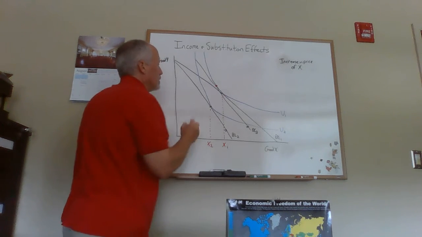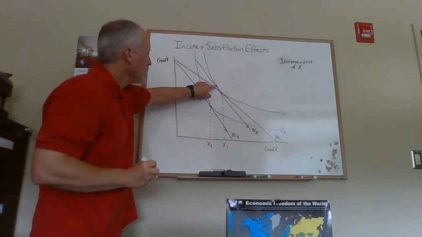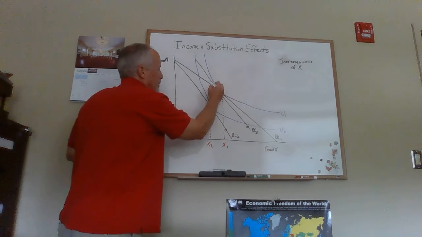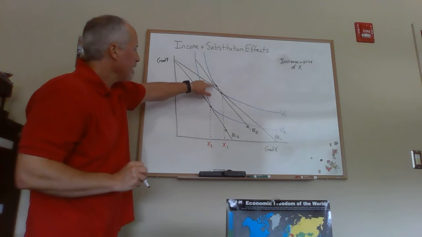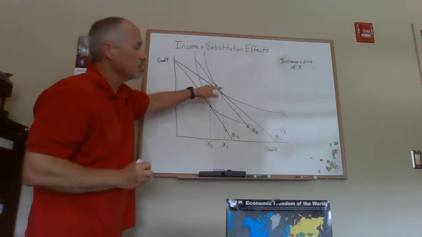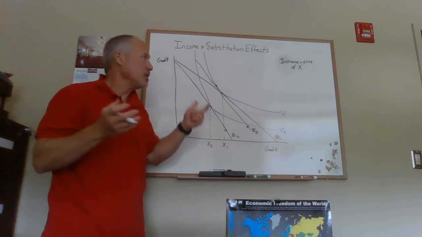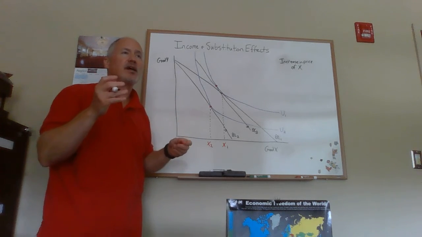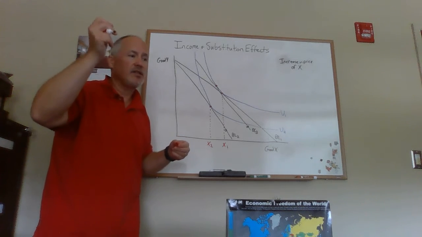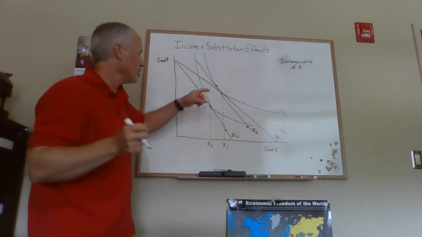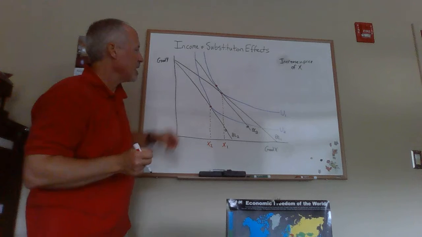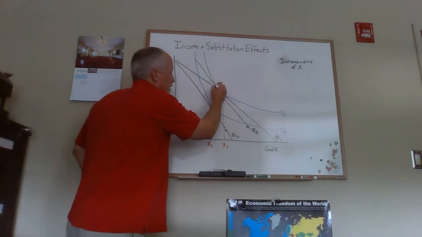these two components. And so we'll have a tangency point here along U1 and BL3. This tangency point has to be up and to the left of our initial tangency point, because BL3 is steeper. The price of x has gone up. Remember, the slope is px over py. So as the price of x is in the numerator, when the price of x goes up, the budget line gets steeper. That means we have to have a tangency point up and to the left along U1. That's going to be there.